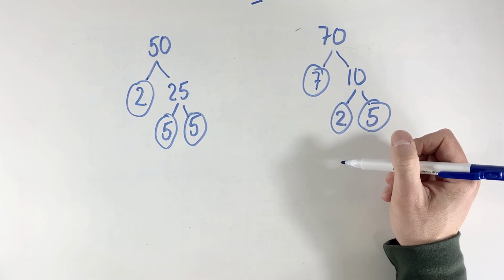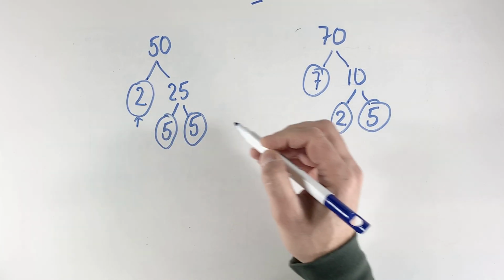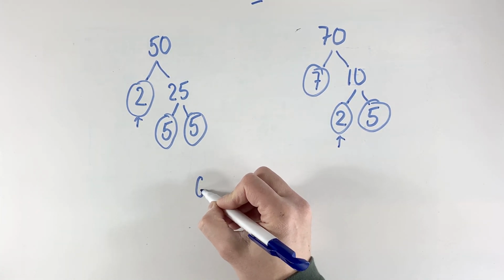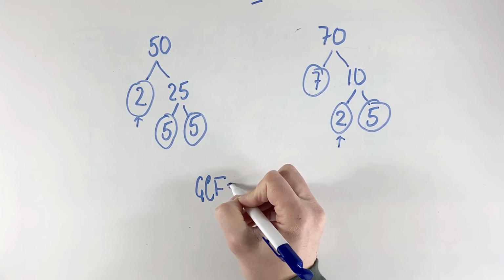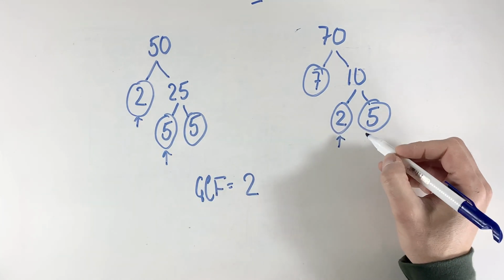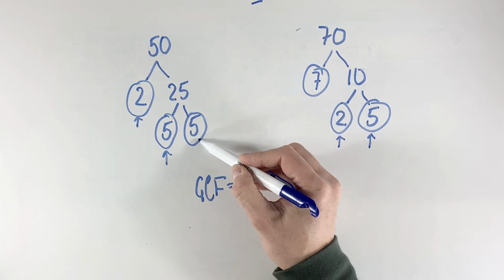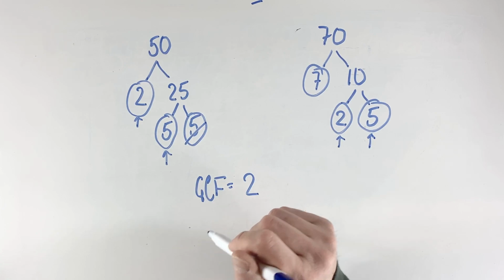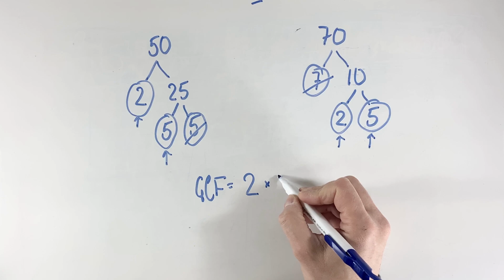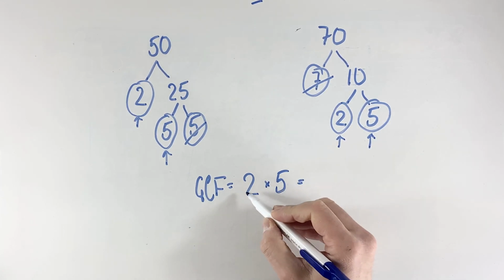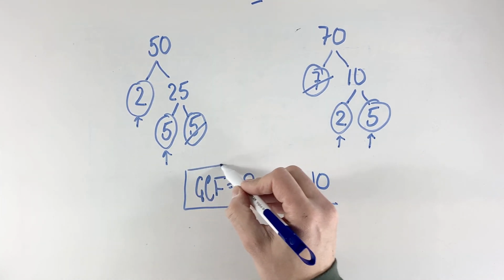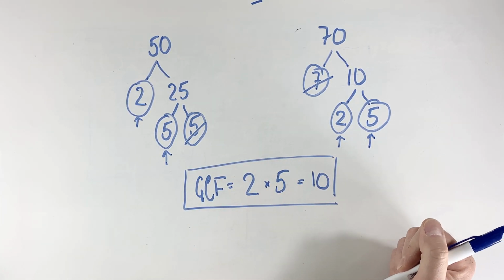We're looking for factors they have in common. So they have the prime factor 2 in common. So we can write that the GCF is going to be 2. Then they also have a 5 in common, but only one of the 5s. There's a second 5 here that they do not have in common. And they also do not have the 7 in common. So we're going to do 2 times that 5 that they have in common. So 2 times 5 is 10. That means that the greatest common factor for 50 and 70 is 10.